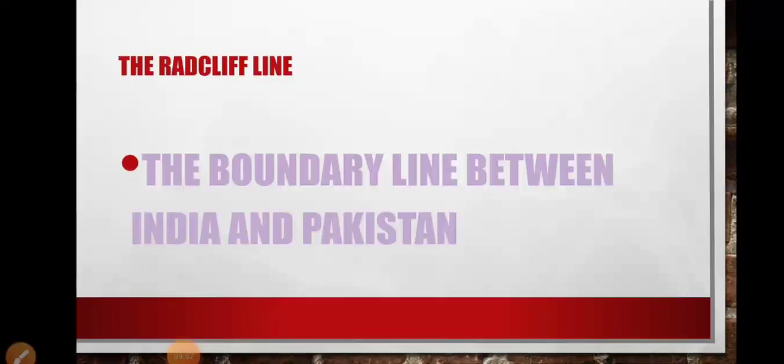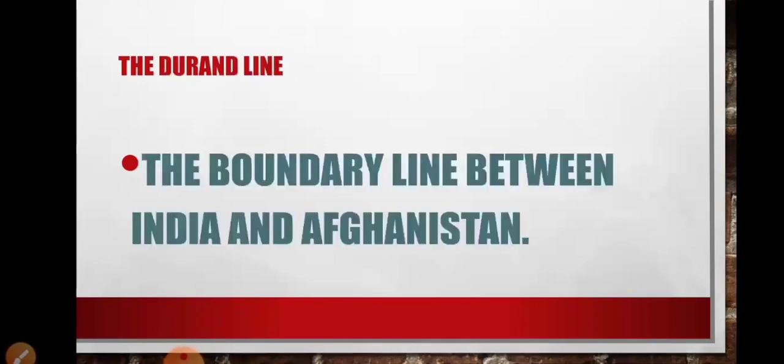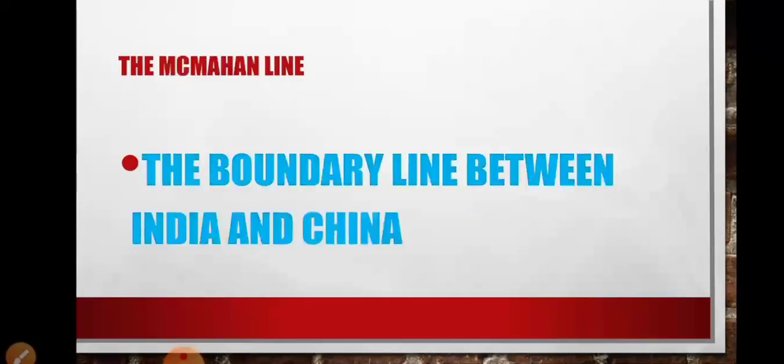So here some important lines are shared between India and the neighboring countries. Okay, the first is the Radcliffe line. The Radcliffe line is the boundary line between India and Pakistan. These are very important points regarding your competitive examinations, children, so please listen carefully. Okay children, we will move forward. Next is the Durand line, the boundary line separating India and Afghanistan. Okay, the final line is the McMahon line, the boundary line between India and China.